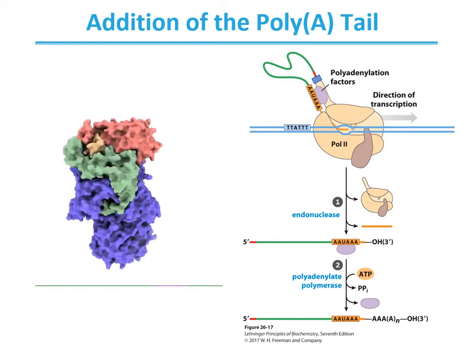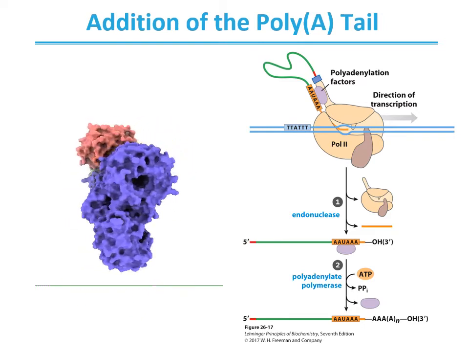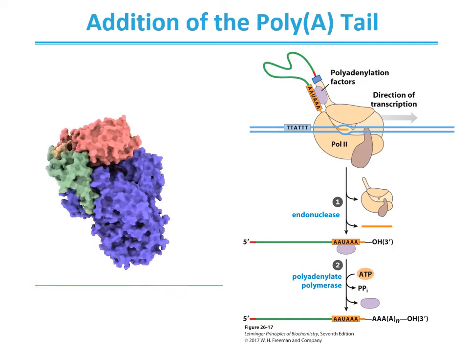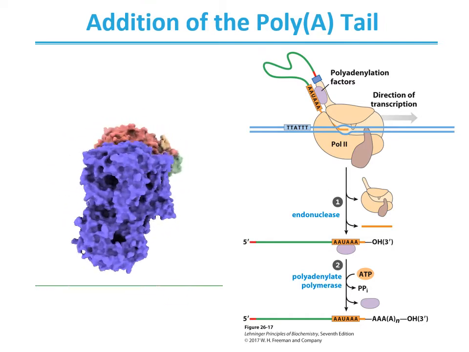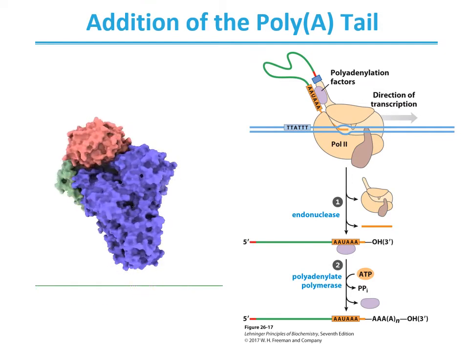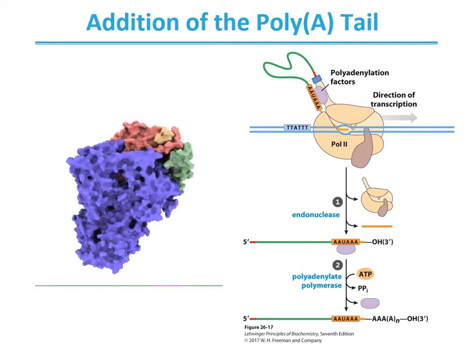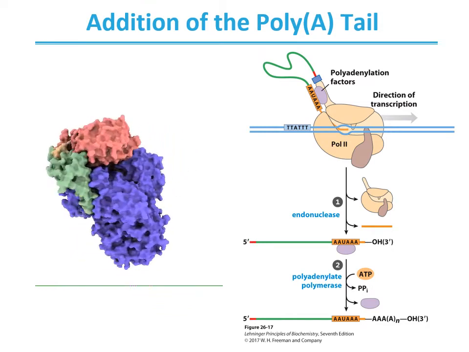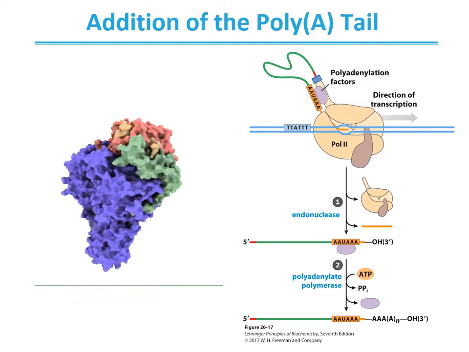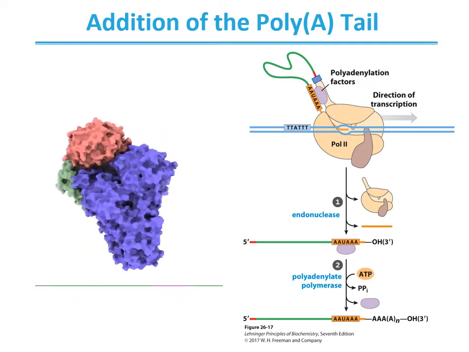The surface representation on the left-hand side is the cleavage and polyadenylation specificity factor, the CPSF complex. This multi-subunit complex is responsible for defining the polyadenylation site, primary transcript cleavage, and poly-A polymerase recruitment, and for coupling 3' end formation with transcriptional termination.